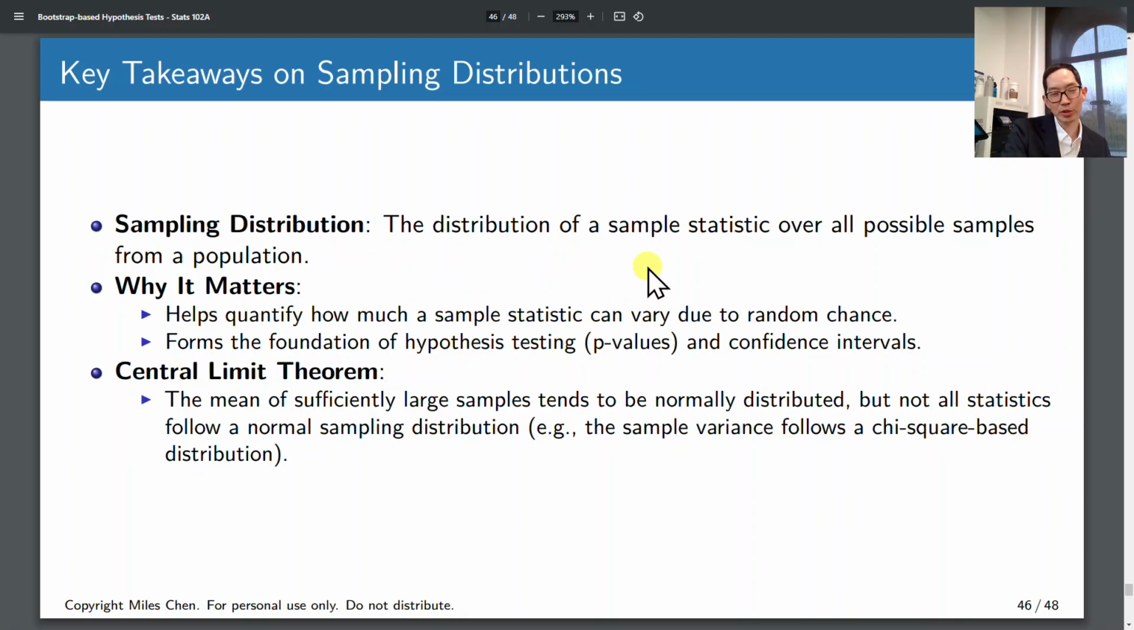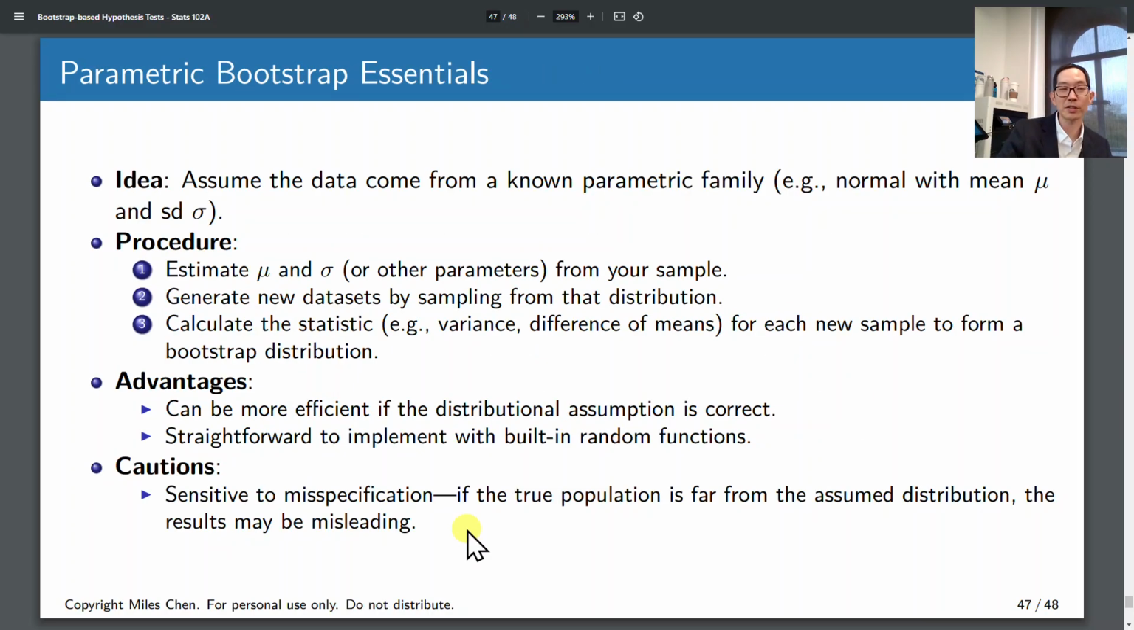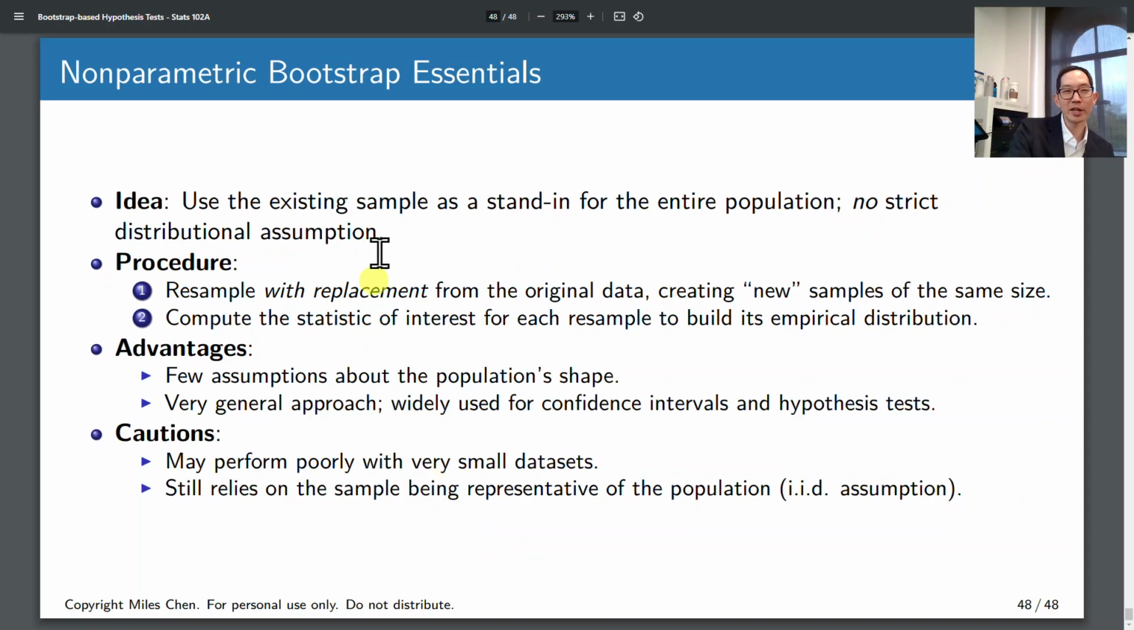And so, at the end of the day, what we're trying to do is figure out what kind of value we can get of our sample statistic for the different samples drawn from the population. That's going to help us figure out our p-values and do other kind of statistical inference. And then, as far as parametric bootstrap, we're assuming our data comes from some known parametric family, okay? Maybe the normal, maybe some other kind of thing. But it could be wrong if you have the wrong assumptions there. And then non-parametric, we just use our existing sample as a stand-in for the entire population.